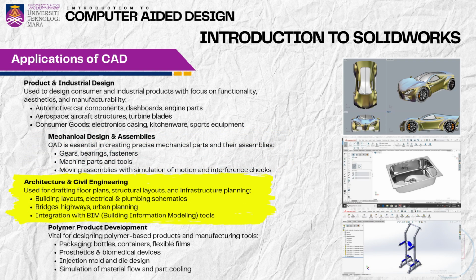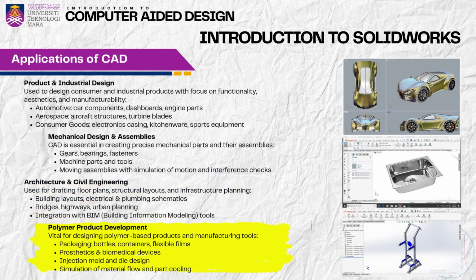In architecture and civil engineering, CAD is used for drafting floor plans, structural layouts for buildings, and even planning large-scale infrastructure like bridges, highways, and urban areas. It integrates seamlessly with building information modeling or BIM tools, which are advanced systems for managing building project data.